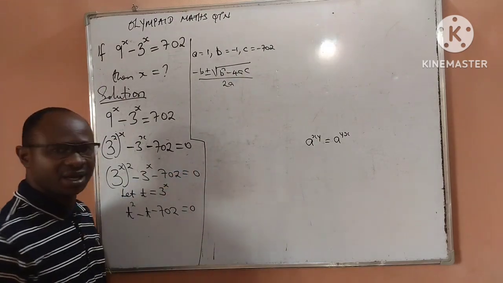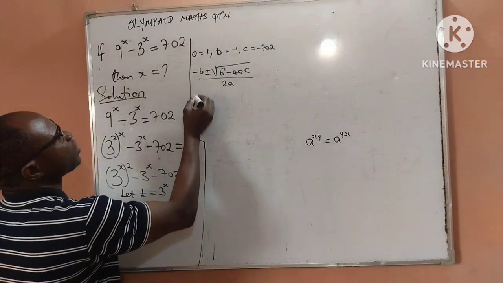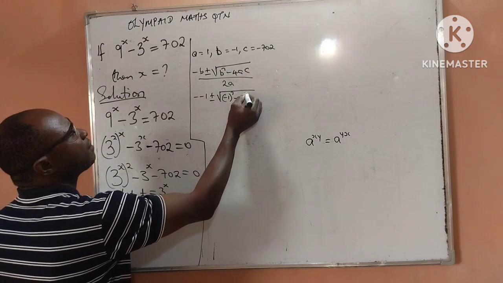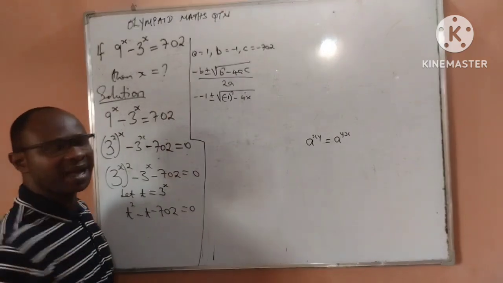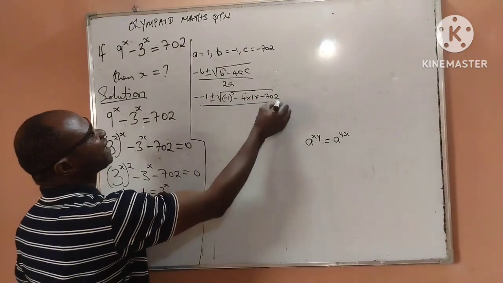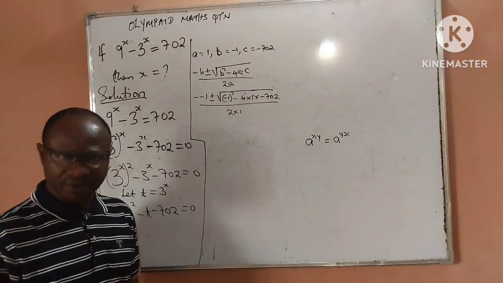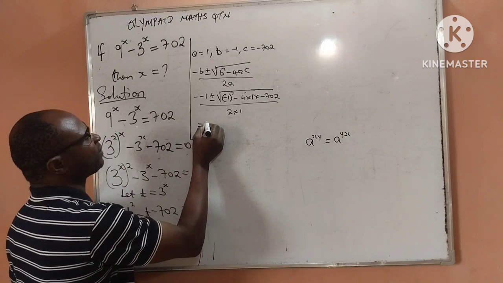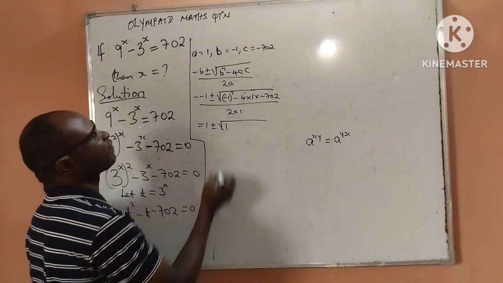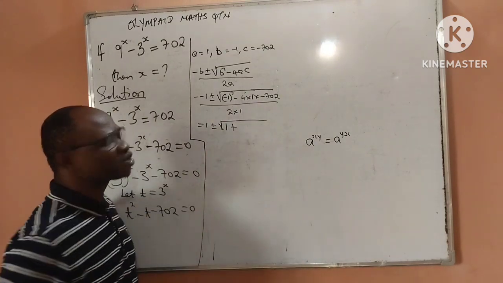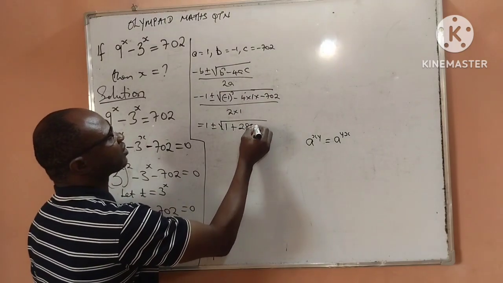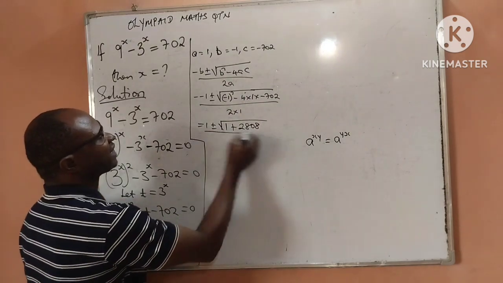The value of b is minus 1. I have minus minus 1 plus or minus the square root of minus 1 squared, then minus 4 multiplied by a, and a is 1, multiplied by c, and c is minus 702, everything divided by 2 multiplied by 1, which is the value of a. Minus minus is going to give me plus 1, then plus or minus the square root of minus 1 squared, which will give me a positive 1. Minus multiplied by minus will give me plus, and 4 multiplied by 702 is going to give me 2808. All divided by 2.